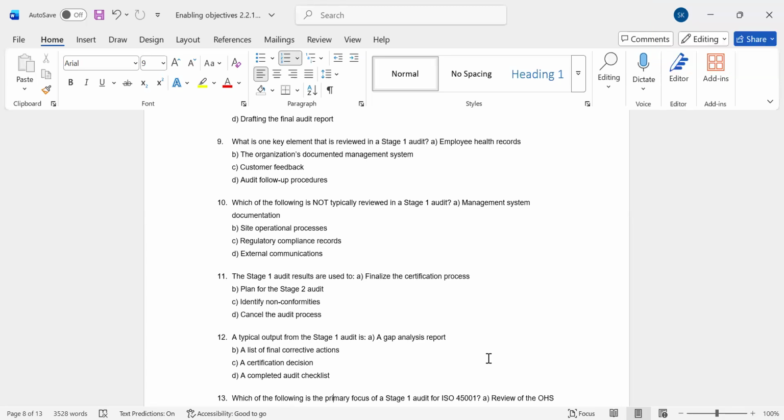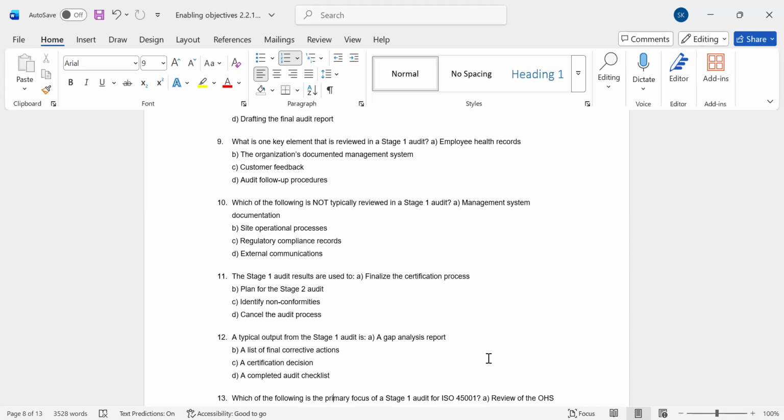Internal and external issues and interested parties. So B, sir. Okay, good. All other options are somewhere related to the documented information, but site operational process is really apart from the documentation. It focuses more on the execution of operations. So it is typically least reviewed. Yes, typically, right.